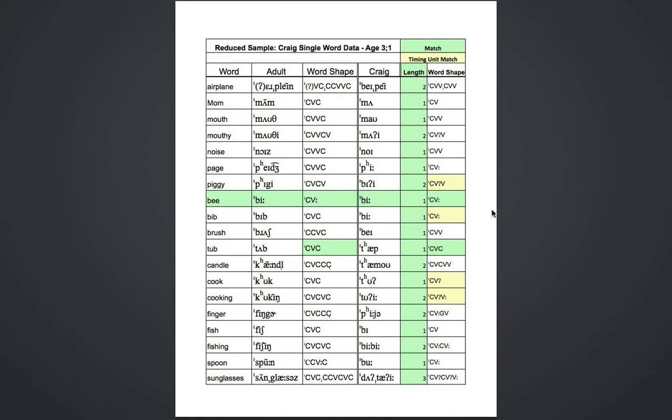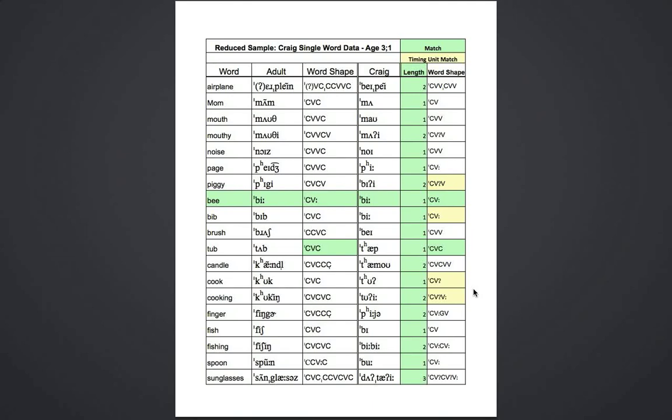Looking at the data, we see he produces CVV for airplane, which would be included in this shape. As well, he has some words with glottal stop as the second consonant. Continue on recording the different word shapes used by the client.